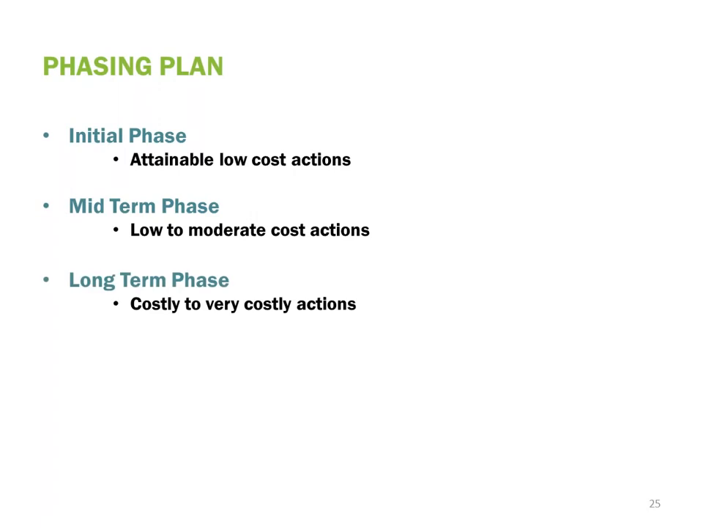Finally, there's a long-term phase, and typically these are for the costly to very costly action items. To give you an example, this would be if you're looking at providing some type of light rail service to a nearby Metrolink station. Obviously, that's expensive, and typically you would see that as a long-term phase item.